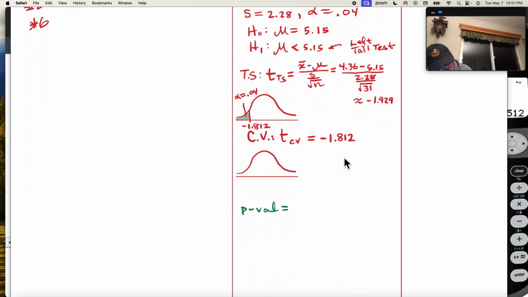Now you might note that our test statistic was negative 1.9-ish. So this guy right here is going to land in the left tail. Just got to land in some tail to be considered significant. It's to the left of negative 1.8, so it is significant.